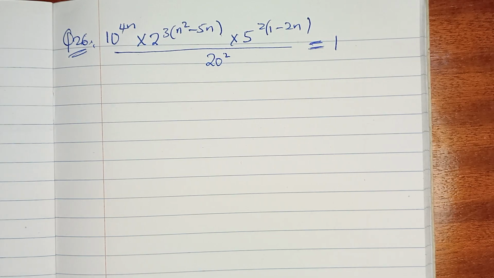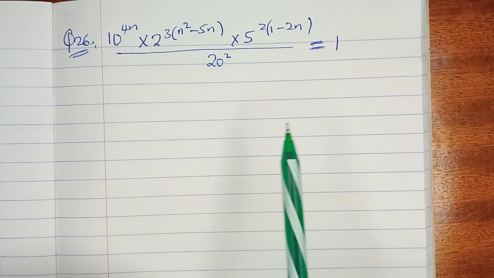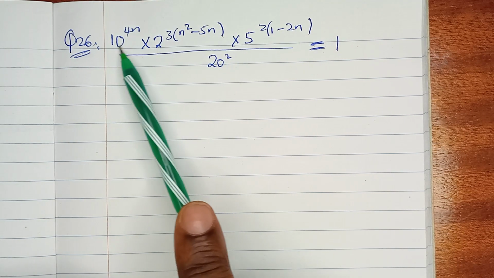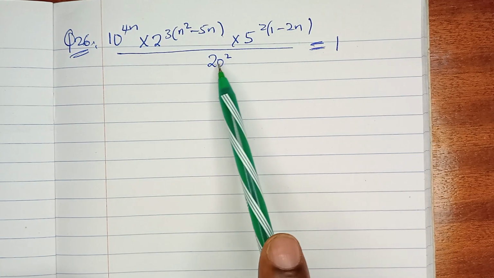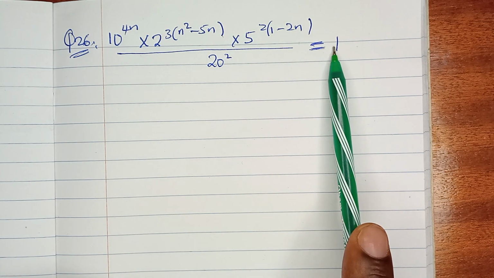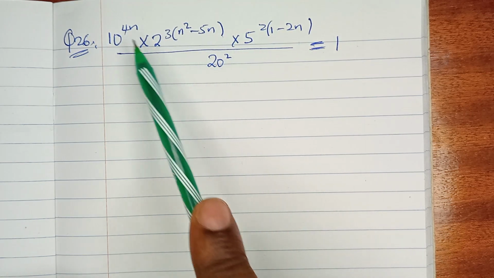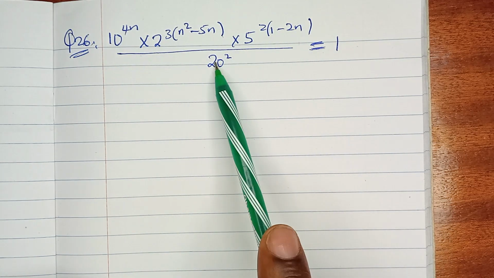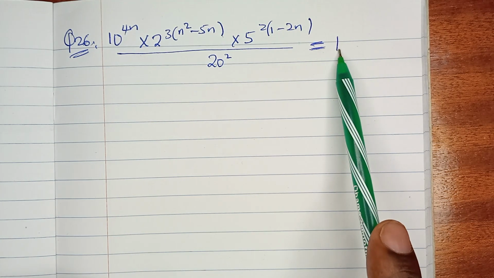I want to explain this question that is talking about indices. Before we can even start, I hope you can see that the whole of this numerator, when you divide by 20 squared, is giving us 1. So by all means, the numerator has to be equal to this, such that when it is divided by 20 squared, it gives us 1.